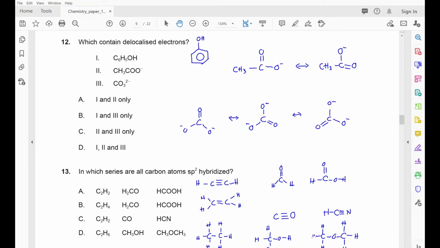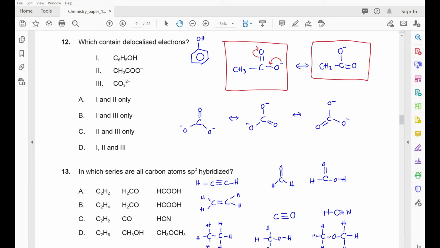Which contain delocalized electrons? So if there is a resonance structure, that means there are delocalized electrons. In benzene ring, it's very clear. It has delocalized electrons. In ethanoate ion, let's take a look at this structure. If the lone pair of electrons on this oxygen pushes and forms a double bond there, this double bond will break and form a negative charge on the upper oxygen, and you will get the second possible structure, and this is the resonance of ethanoate ion.